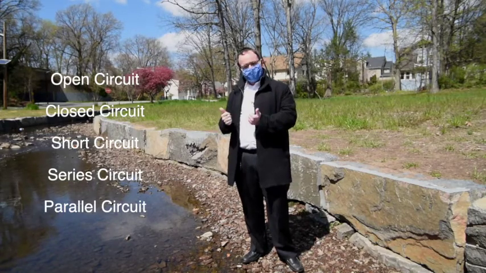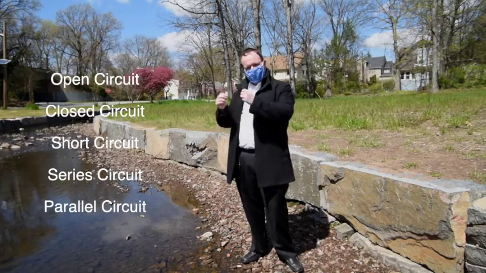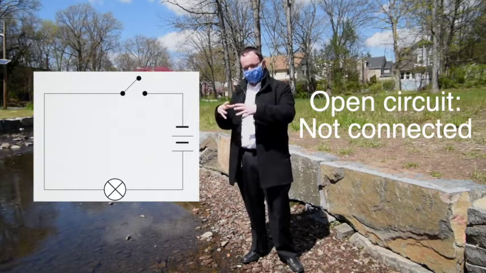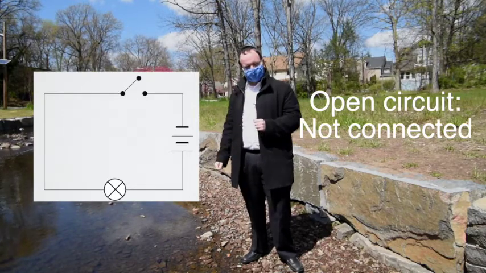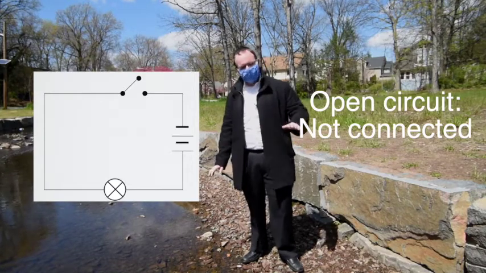The first is the open circuit. It's not really a circuit. An open circuit is when you have a battery, you got some wires, but they're not connected to the load, or it's not fully a circle. It's like a circle with a bit missing, in which case it's open, and therefore nothing will flow. There will be no flow of electrons, nothing will happen.